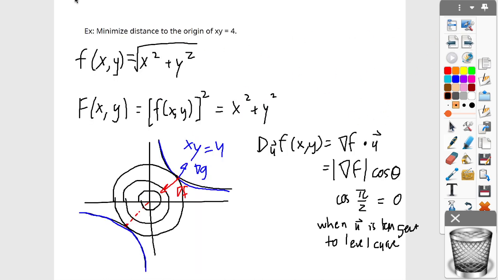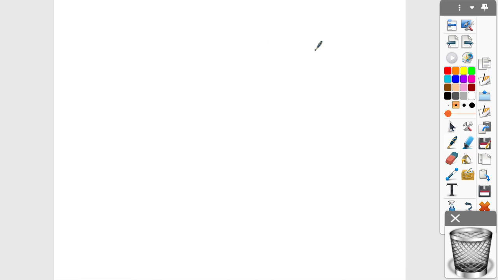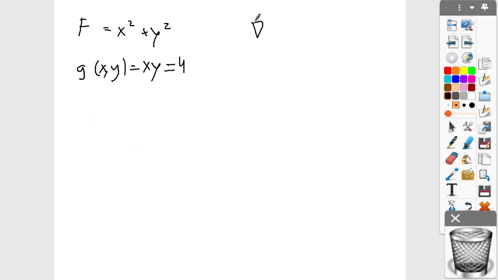So how does this work in this example? We'll do our example right now. f is x squared plus y squared, and we want to minimize that. We just want to find the two points basically. And g is xy equals 4. So g of x,y is xy, and that's equal to 4. So gradient of f equals lambda times the gradient of g.